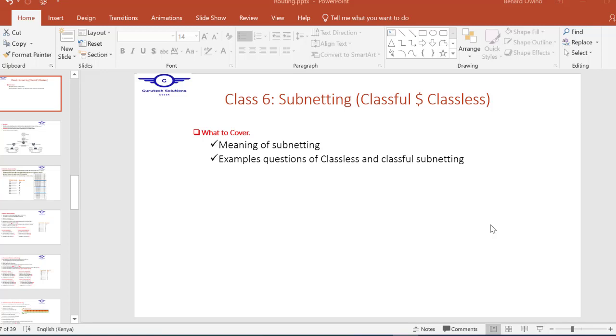Simple understanding of subnetting, and what you are required to do, a sample of basic subnetting. Then in the next class that we shall have tomorrow on your side, I'm going to design several questions that will help us understand every concept in subnetting.